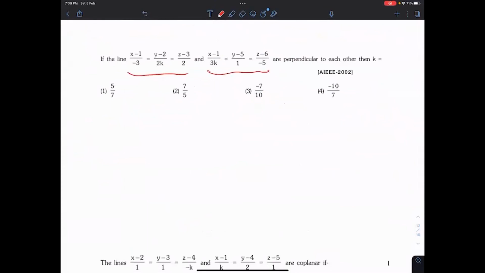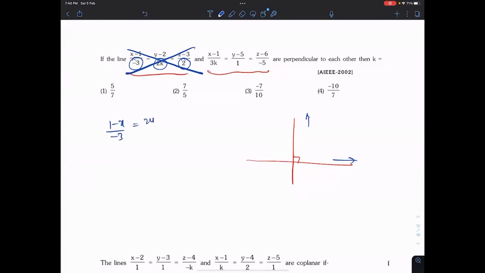Whenever 2 lines are perpendicular, the vectors which are parallel to them must be perpendicular. How to write vectors parallel to them? These are the components of the vectors parallel to them. You need to make sure, for example, if the question is, assume that this is not given. I am writing one first line. Observe this very carefully: 1 minus x by minus 3 equals 2y minus 4 by 1 equals z plus 2 by minus 2. For example, like this it is given.